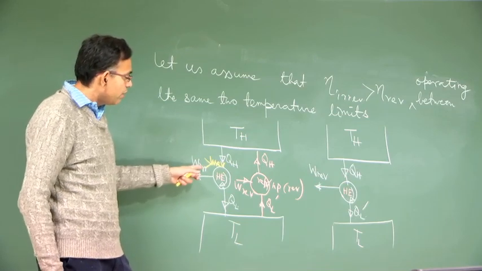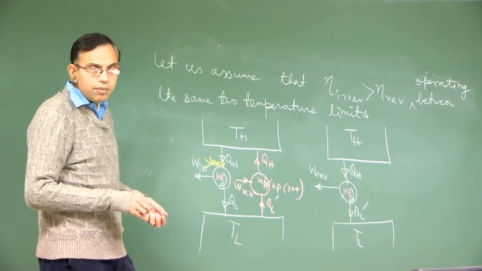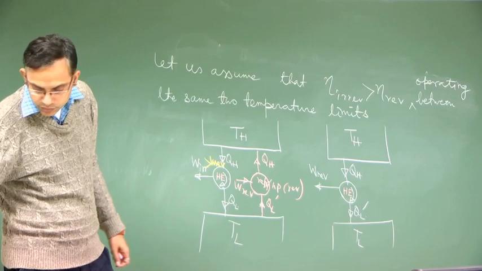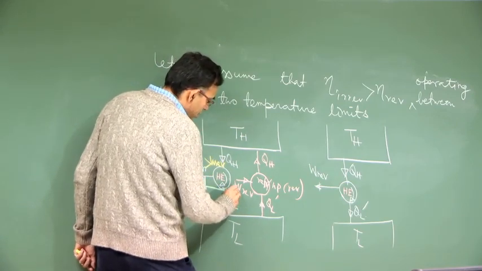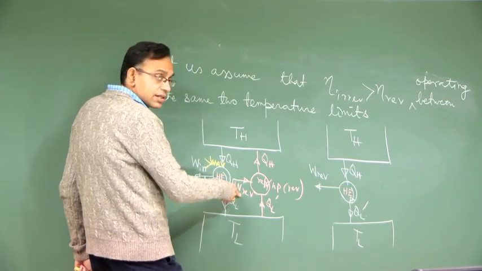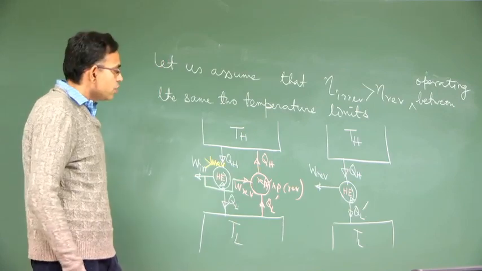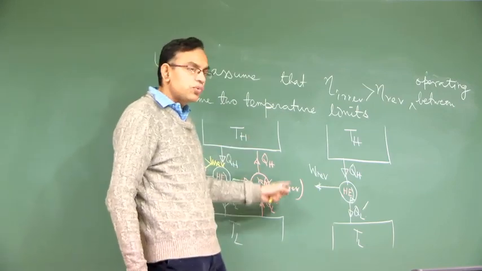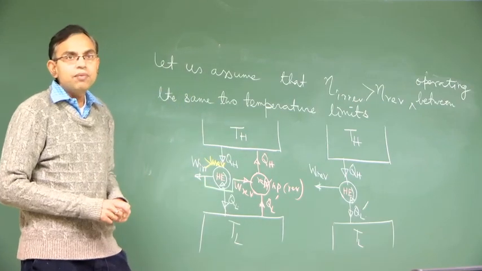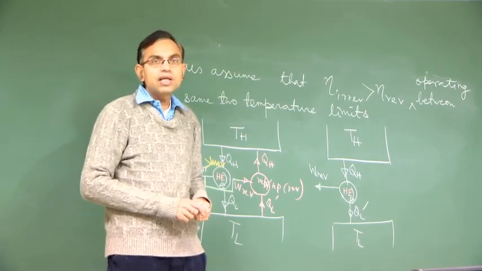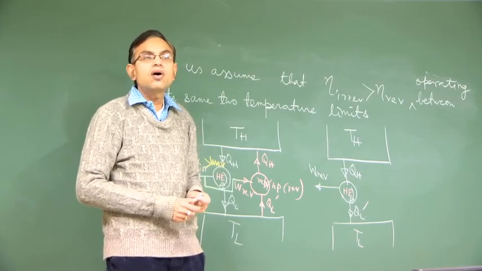Now, because W irreversible is greater than W reversible, one may make an arrangement like this, where from W irreversible a part of the work, W reversible, is used to run this heat pump. So far it may appear to be a very feasible arrangement, but as I have already mentioned, we have to check whether this violates any basic statement of the second law of thermodynamics.